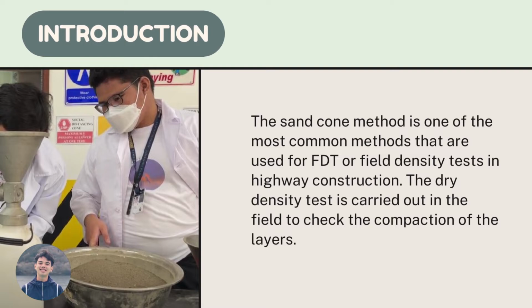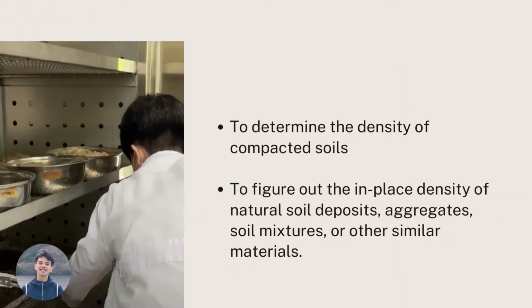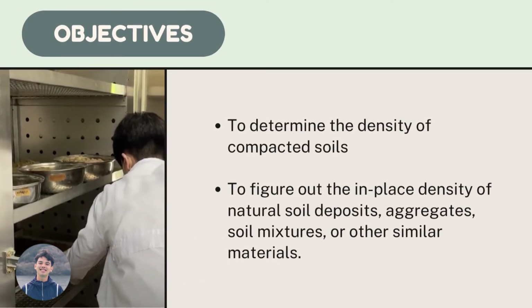ASTM D1556-00, or the standard test method for density and unit weight of soil in place by the sand cone method, is a major instrument in determining the densities of soil and sand. The objectives of this experiment are to determine the density of compacted soils and to determine the in-place density of natural soil deposits, aggregates, soil mixtures, or other similar materials.